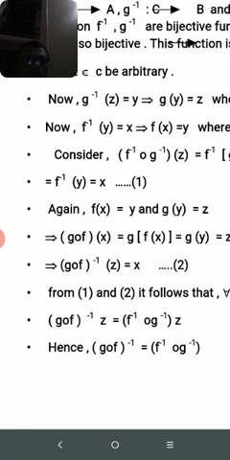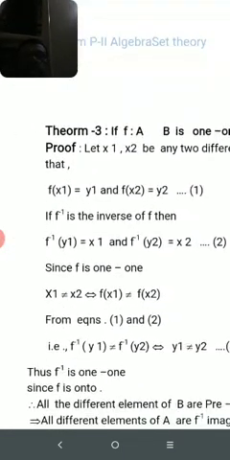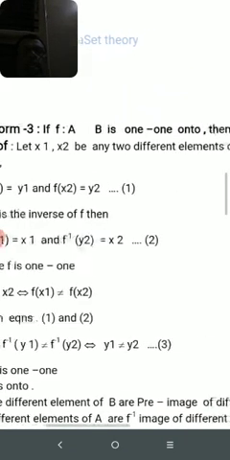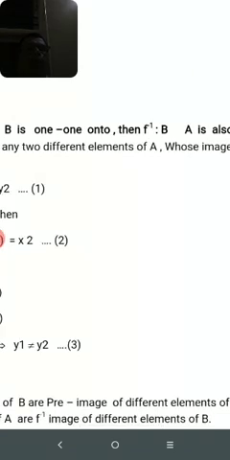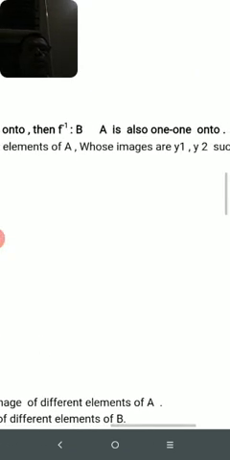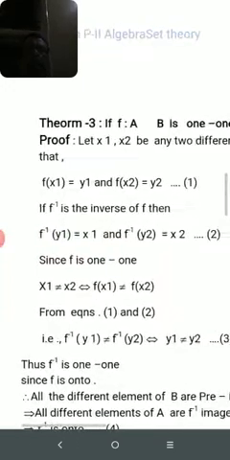Hence, (g∘f) inverse is equal to f inverse composed with g inverse. So, hence the theorem. And next, theorem number 3. If f maps A to B is one-one and onto, then f inverse maps B to A is also one-one and onto, prove that. That is theorem number 3.